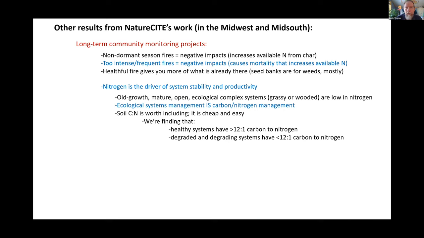And sort of the take home of that is that old growth, mature, open, ecologically complex systems, grassy or wooded, are inherently low in nitrogen. And not necessarily just low in nitrogen, it's usually a combination of the ratio of nitrogen to carbon. When we start doing soil data, we find this 12-to-1 carbon to nitrogen ratio. Pretty much anything 12-to-1 or higher, it's really intact systems. Less than 12-to-1 carbon to nitrogen ratio in soils, we start seeing pretty much degraded systems, old fields, ag fields, and so on.